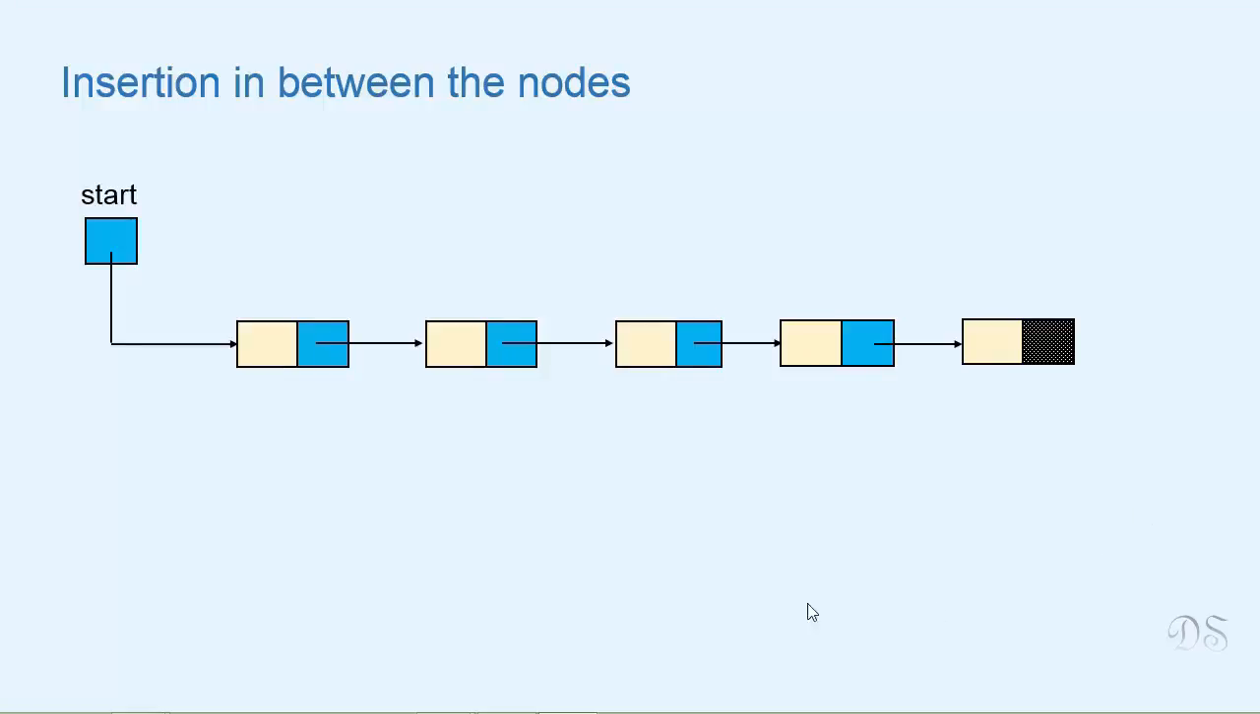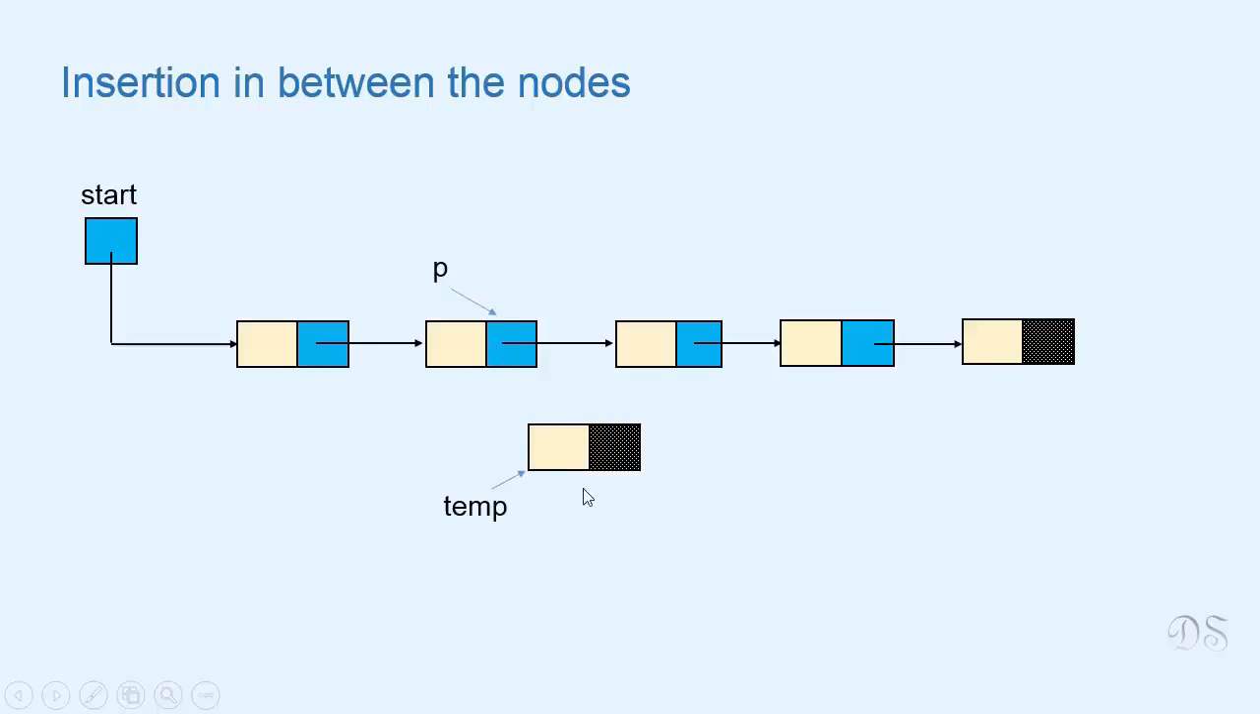Now we'll see how we can insert a new node between two nodes of a list. Suppose we have to insert a new node between these two nodes. For that we'll need a reference to this node. We allocate a new node. Now for this node to come in between these two nodes, the link part of this node should refer to this node and the link part of this node should refer to this node. So first we'll make link part of this node refer to this node.